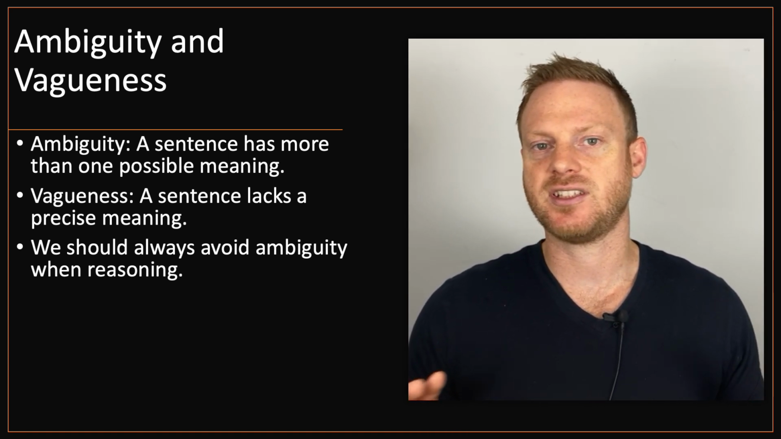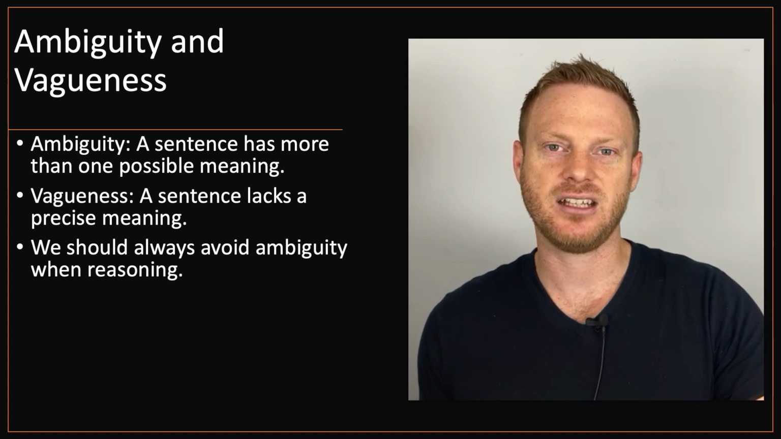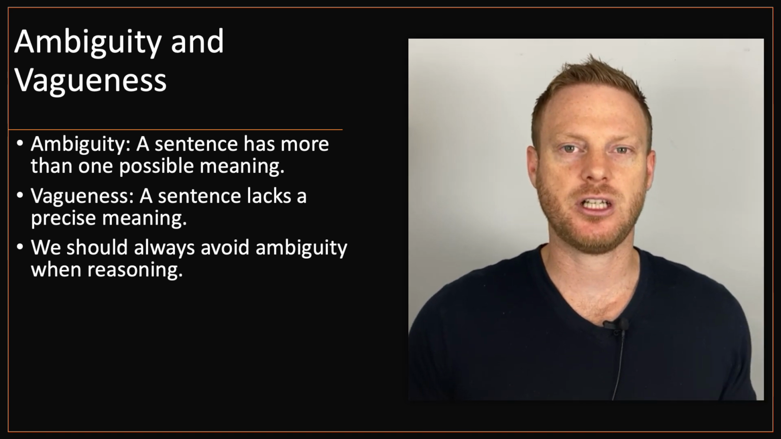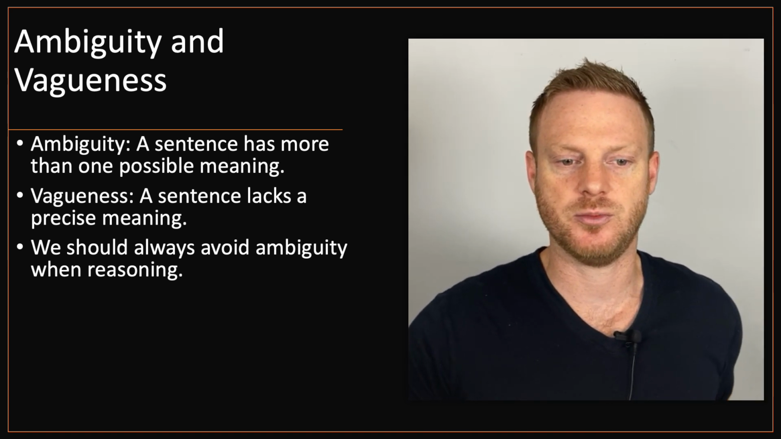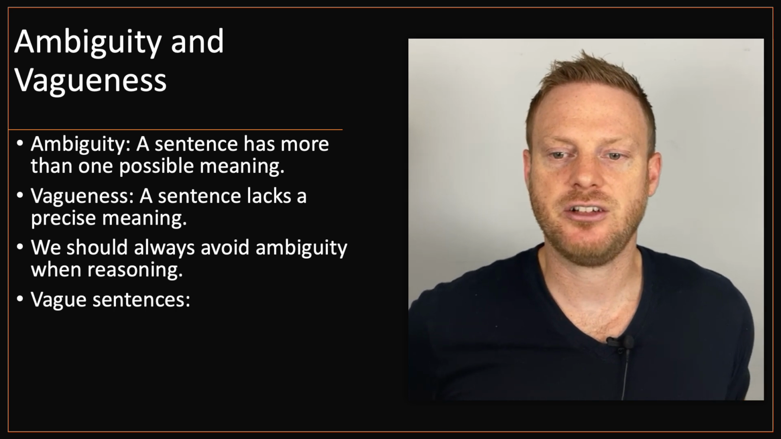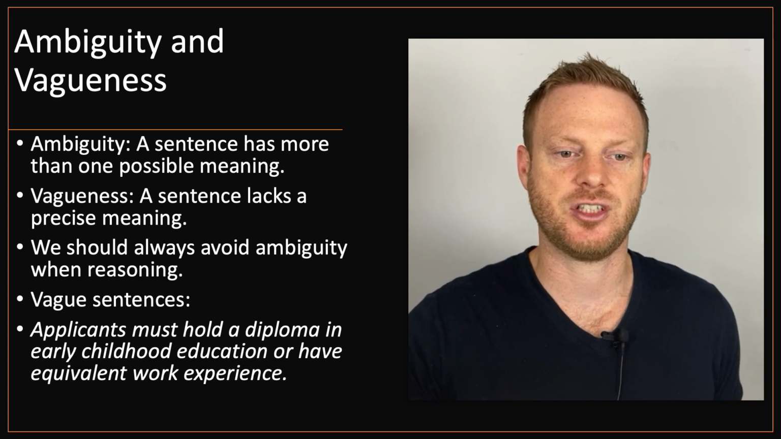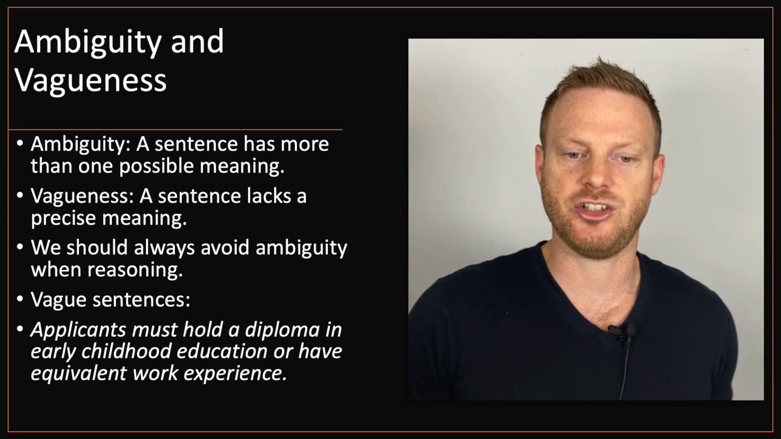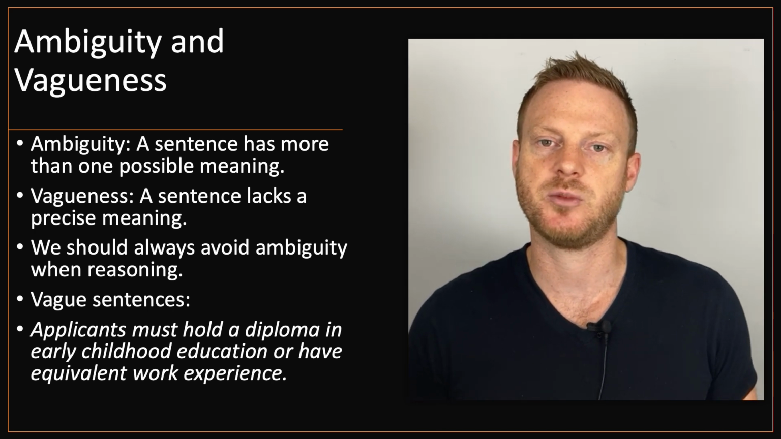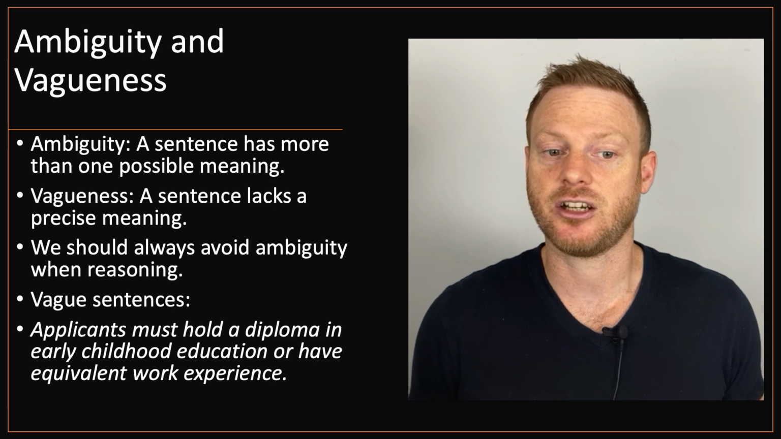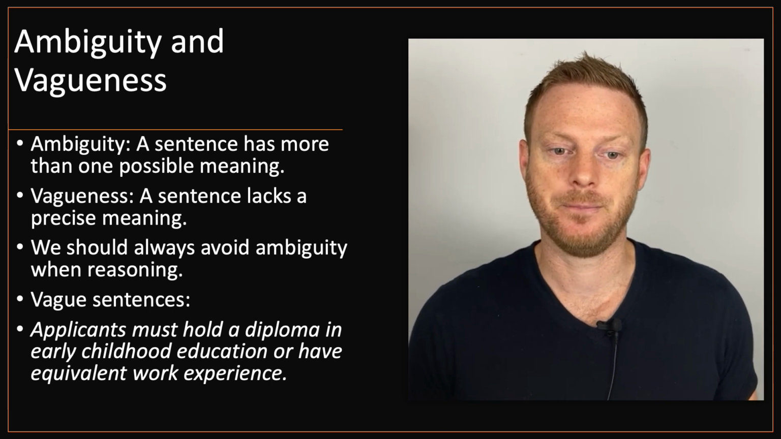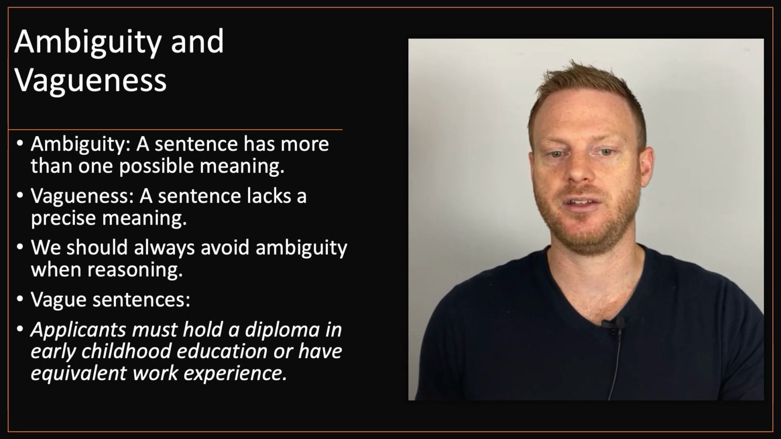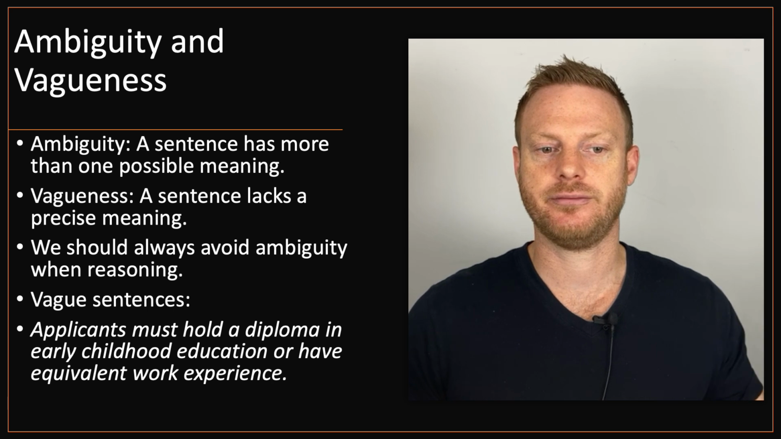Vagueness is harder because sometimes you need to express a vague thought, but typically in critical thinking, we want to be as precise as possible. Here's an example of a vague sentence, just to be clear. Applicants must hold a diploma in early childhood education or have equivalent work experience. Now, the vagueness here comes in have equivalent work experience, right?